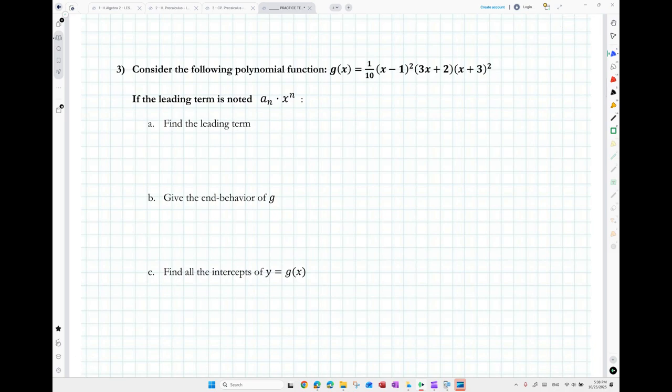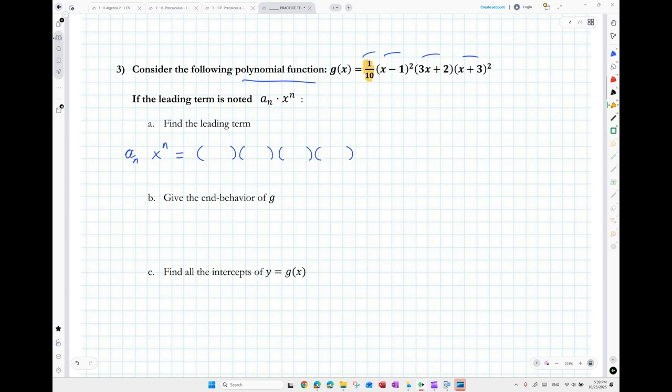Question number 3, where I'm going to study a polynomial function. The first thing I'm going to do is to find the leading term, an times x exponent n. And to do so, I'm going to take each one of those 1, 2, 3, 4 factors from which I'm going to take just the leading term.